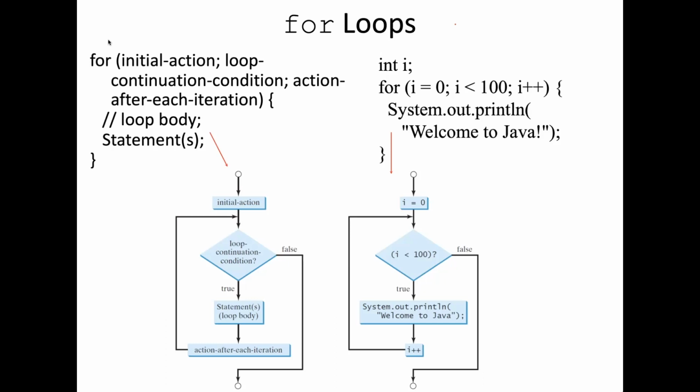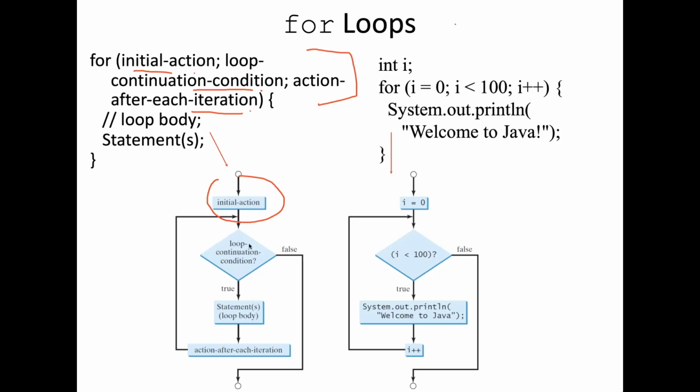As you can see here on the left side, the anatomy of a for loop calls for this block of segments: the initial action, the loop continuation condition, and the action after each iteration. So let's take a look. You start off with initial actions, and this initial action is simply the initialization step of your looping structure.